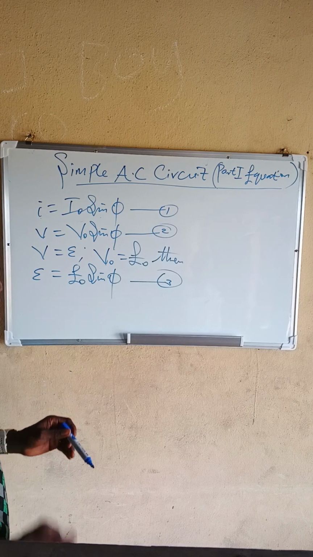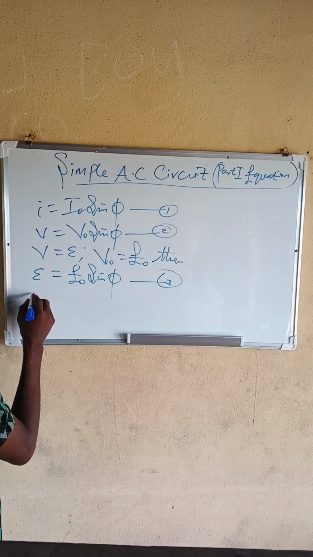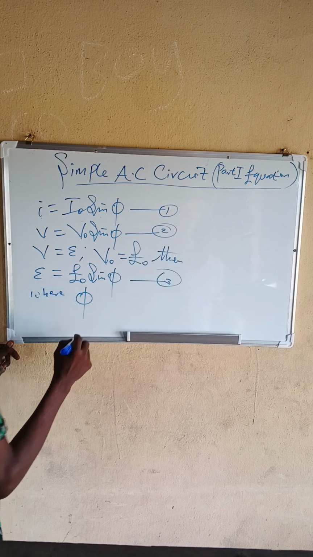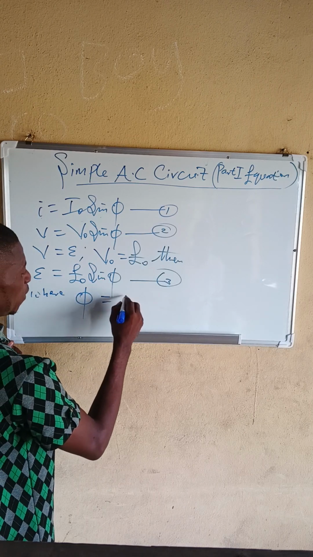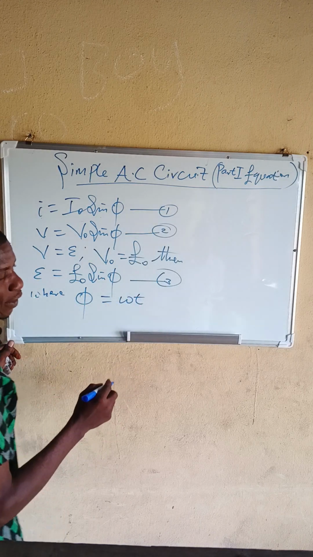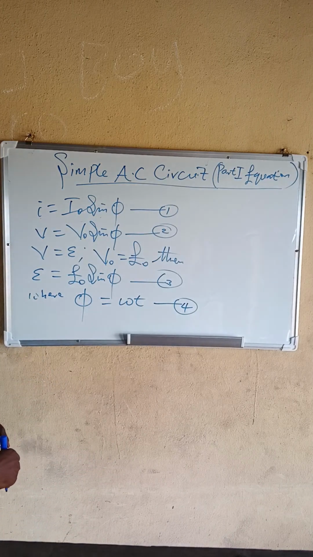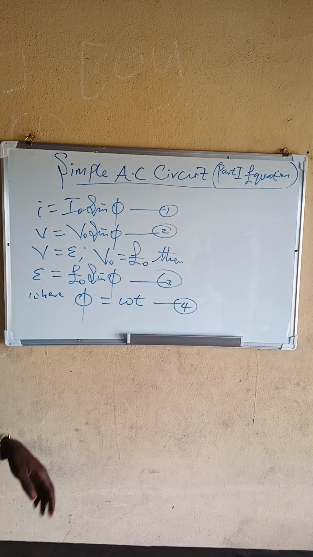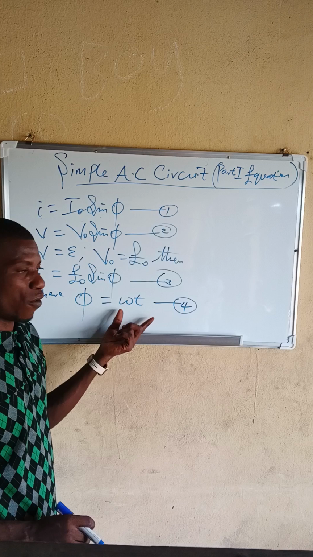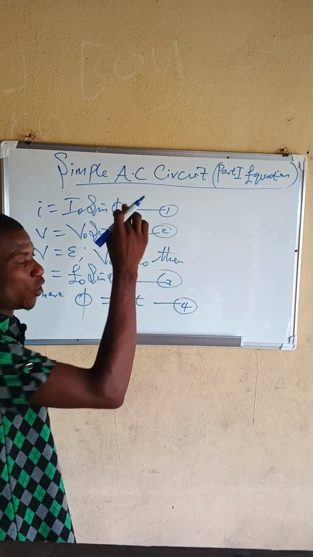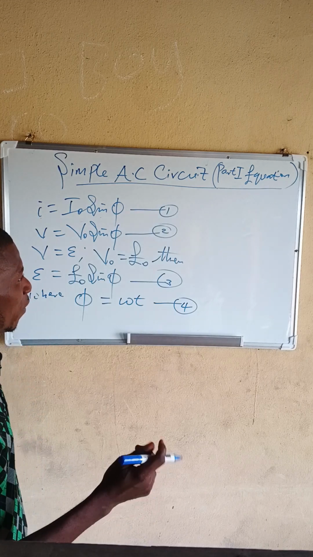So we can get this, where this phase angle is given as omega t. I can call this equation 4. This is called equation 4. By the time I substitute equation 4 into equation 1, equation 2, and equation 3, I'm going to have this.